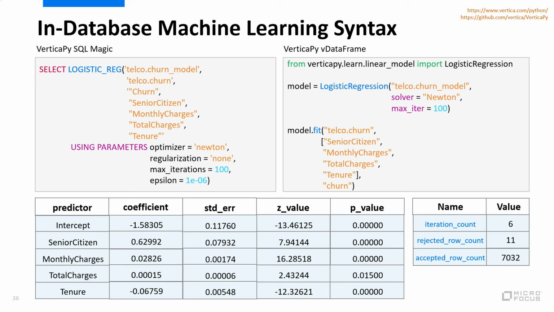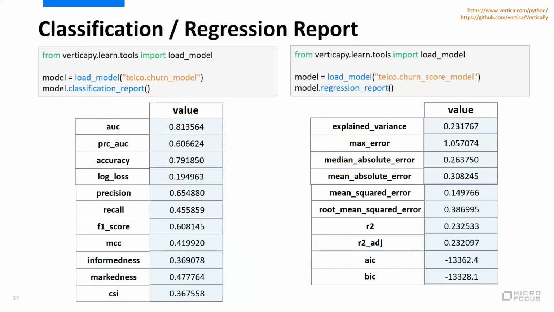But if you're not familiar with SQL, you can still do it in Python, and the Python syntax is really similar to scikit-learn, except that in the fit, instead of fitting X and y, as I said before, we will use the table name, the predictors' names and the response name. Then you can have as a result the different coefficients and some information about the model itself. For example, how many iterations it did, how many were rejected, etc.